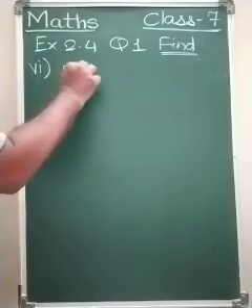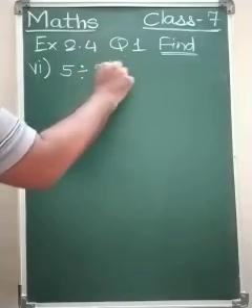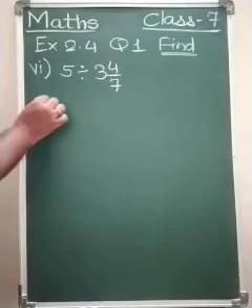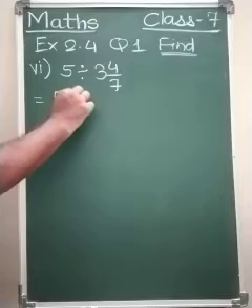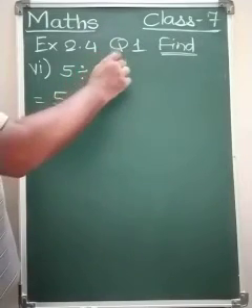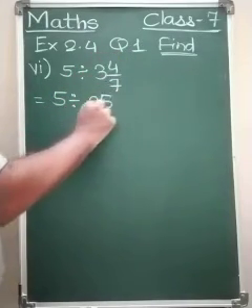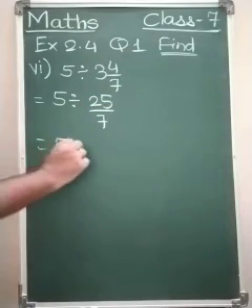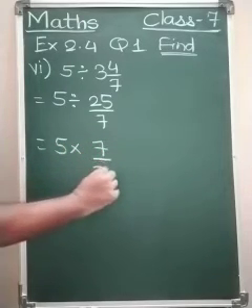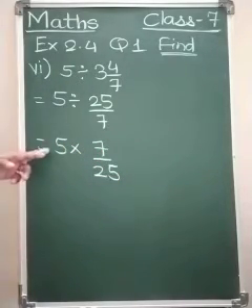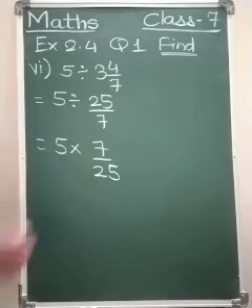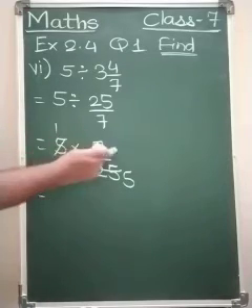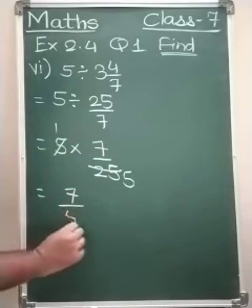5 divided by 3 4 upon 7. Again, a mixed number, convert it into an improper fraction. So this equals 5 divided by 7 threes are 21, 21 plus 4, 25 upon 7. Again reciprocate this side. So 5 multiplied by 7 upon 25. Now we can see that there are common factors here. So 5 ones are 5, 5 fives are 25. So here is 1 sevens are 7 upon 5.